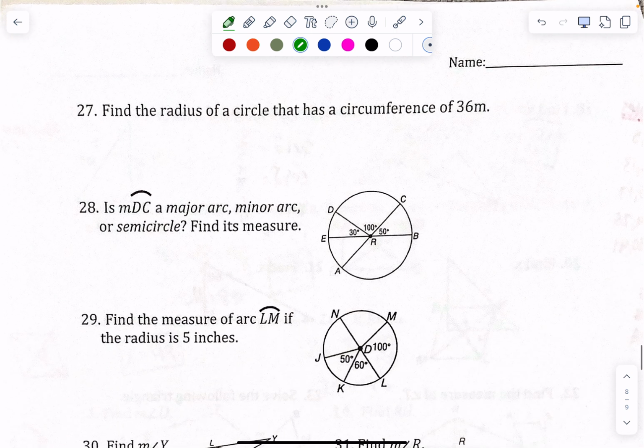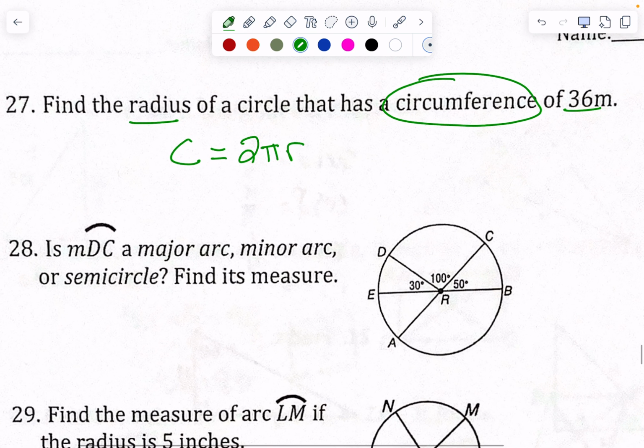27. Here we go. Find the radius of a circle that has a circumference of 36. Okay, what's the formula for circumference? 2 pi r squared. No, 2 pi r, there's no square. 2 pi r is the circumference, but we know that that's 36. 36 equals 2 pi r. So how do I find the radius? Divide by 2 pi.